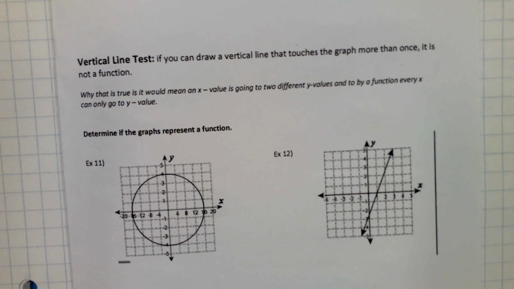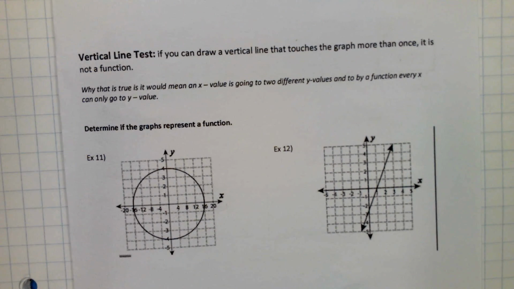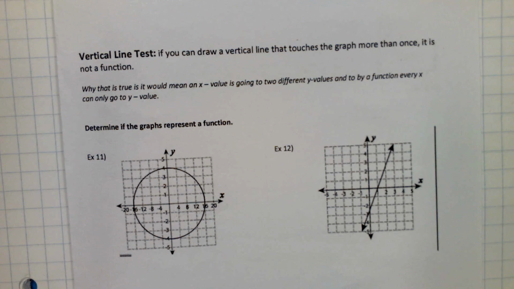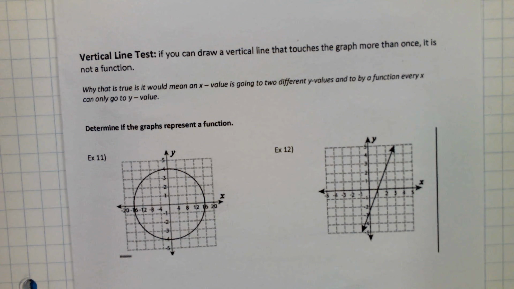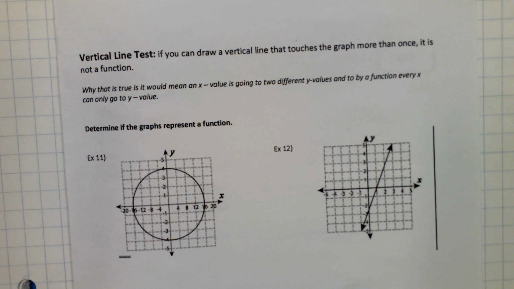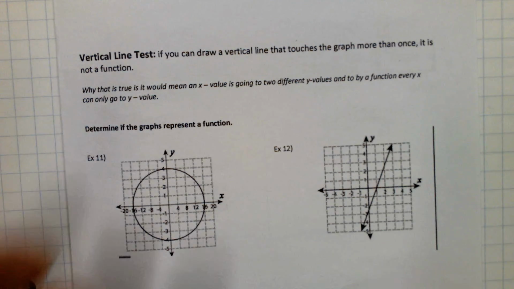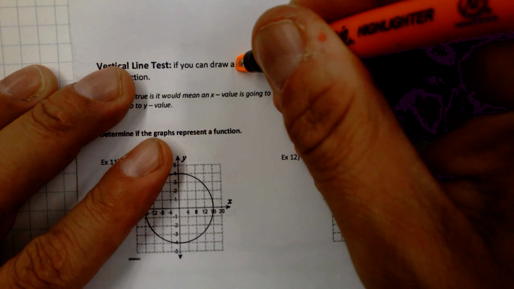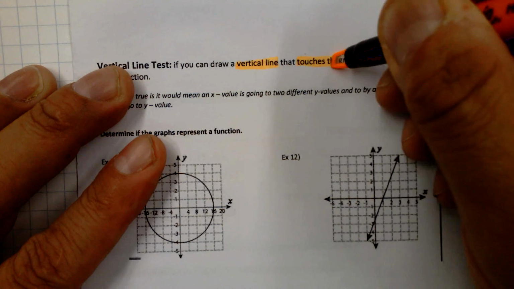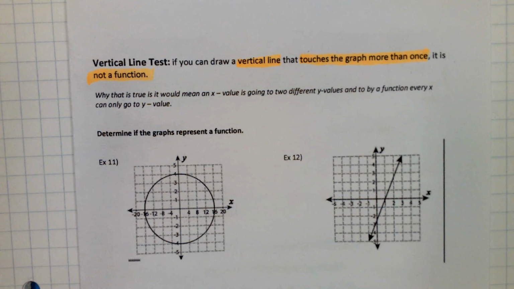And there's a test that we can do on graphs to determine if we have a function or not. It's called the vertical line test. Okay? So if you can draw a vertical line that touches the graph more than once, it is not a function. So basically, here's the key part. Vertical line touches graph more than once, not a function. Okay? That's the important part here.